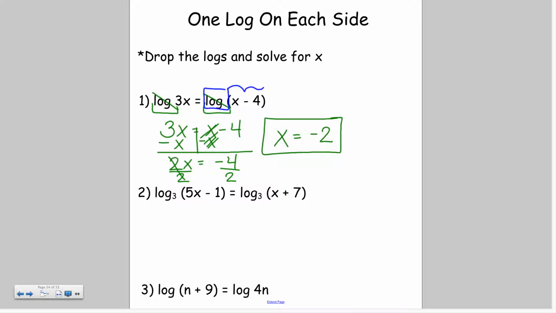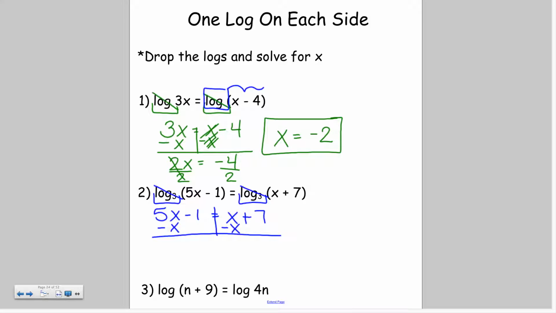All right, let's do the next one. Same log base. Let's see, we have one log on one side, one log on the other. Same log base, so we can cancel those out. We're going to be left with 5x minus 1 is equal to x plus 7. Now we need to combine like terms. So subtract x from both sides.